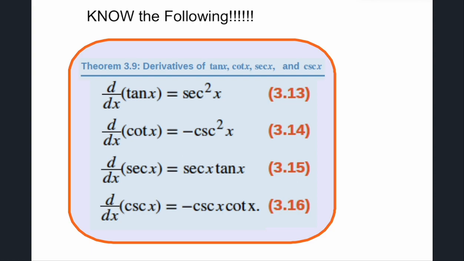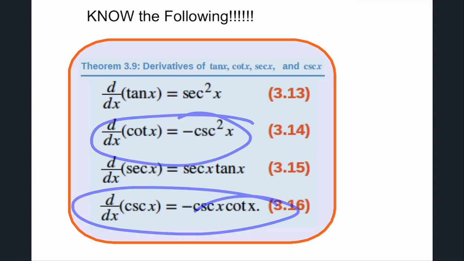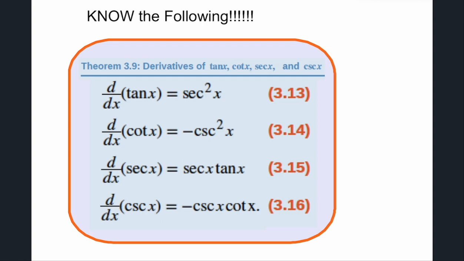These are facts that you're going to have memorized. Please make sure you know. So look at our cofunctions. Those are the ones with the negative. Cosine had a negative on it. Cotangent has a negative on it. Cosecant has a negative on it. Okay?